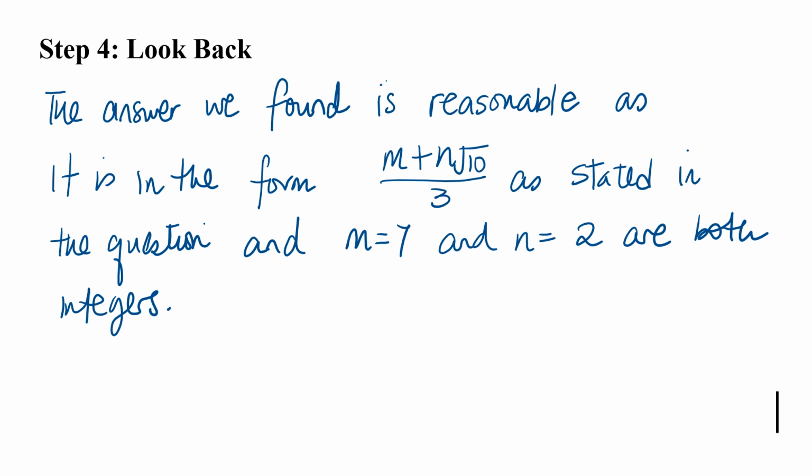Why is it reasonable? This question is quite a giveaway, because in the question you are told exactly the form your answer should be in. If you can find your answer in the form m plus n square root 10 over 3, then most of the time you're correct, just making sure your m and n are both integers. Here we found m to be 7, an integer, and n to be 2, also an integer, and we have square root 10 and denominator 3. So our answer is 100% correct. This is how you solve question 14.